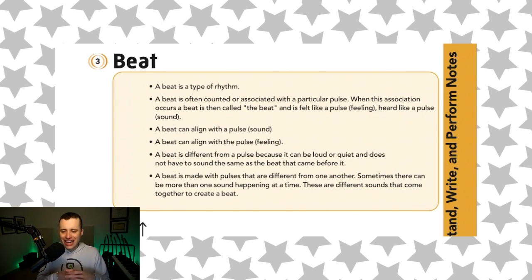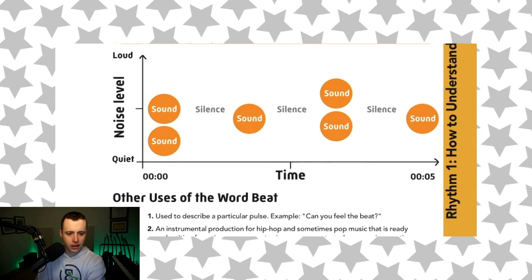So a beat is actually made up of different pulses that are all different from each other, and sometimes there can be more than one sound or more than one pulse happening at a time, and all these different sounds or pulses come together to create a beat. So let's look at this nifty little graphic here. And sure enough, you can see that sometimes there's 2 sounds happening at the same time. There's 2 different pulses happening at the same time.